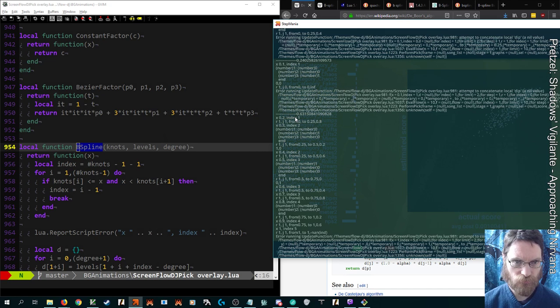So 0.1 index 1, 0.2 index 1, 0.3 index 2 went 0, 1, 0. 0.4 index 2, 0.5 is already going to 1, 0, 0. I don't know, it feels like the 0.5 should really be more like the 0, 1, 0.